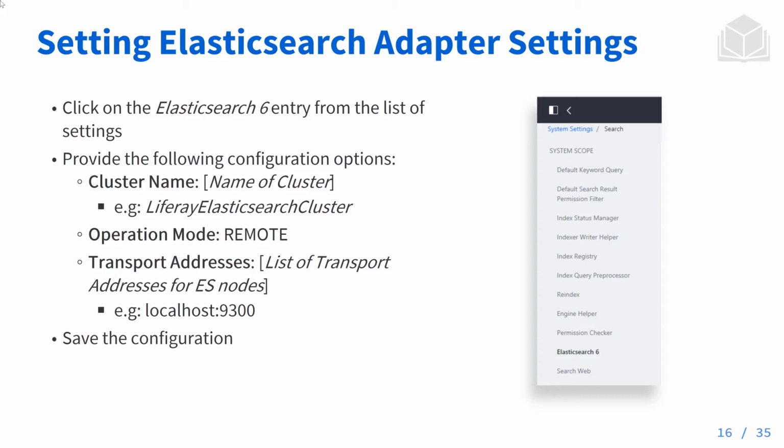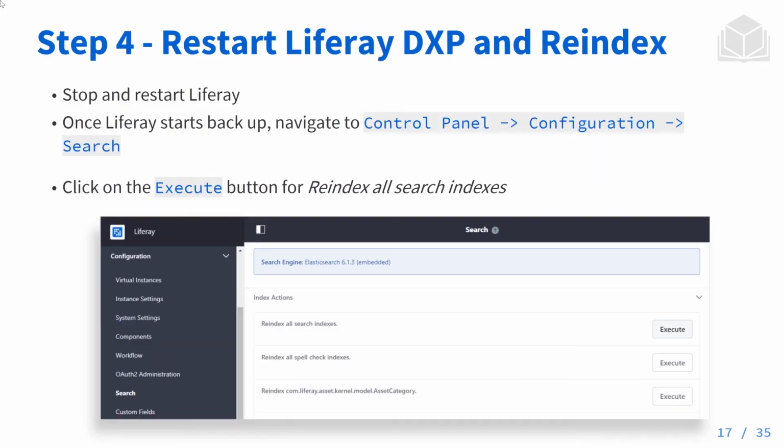Our example was localhost 9300 or 127.0.0.1. Once you have all of those things configured, just go ahead and save. And then finally, last step, we restart Liferay. We then come back into Liferay and re-index. So we saw where that was a little bit ago, right? Just go ahead and follow those and then you're on your way.